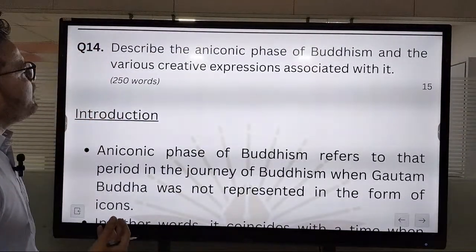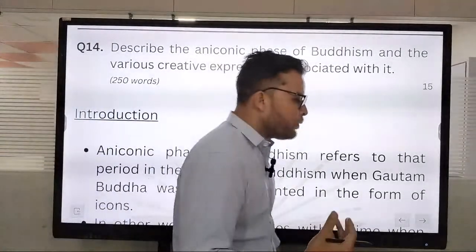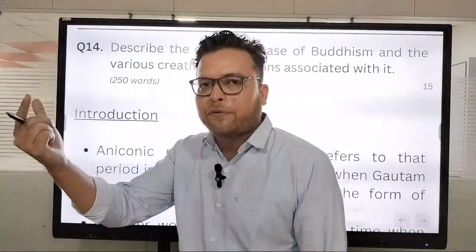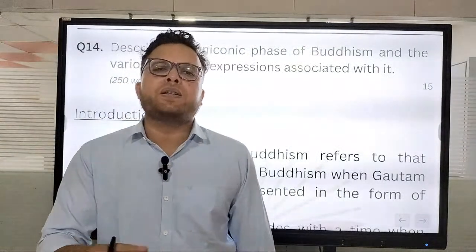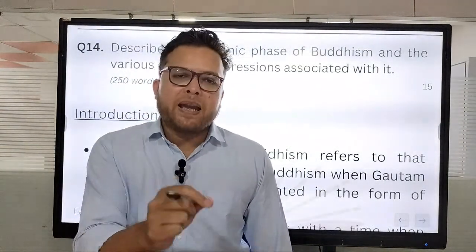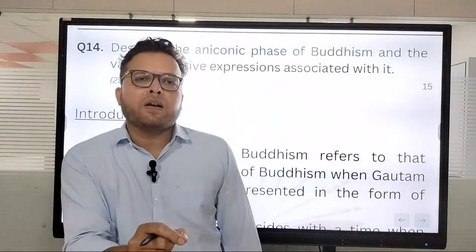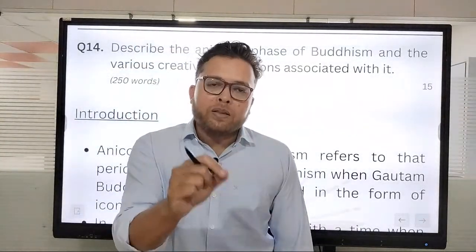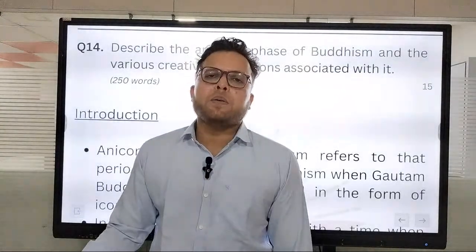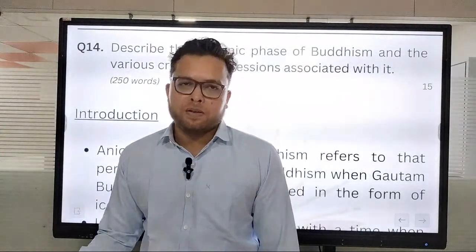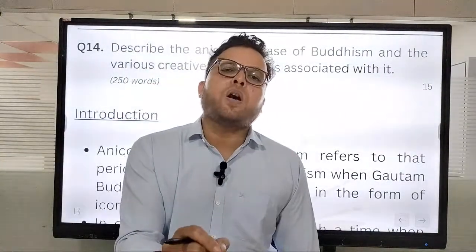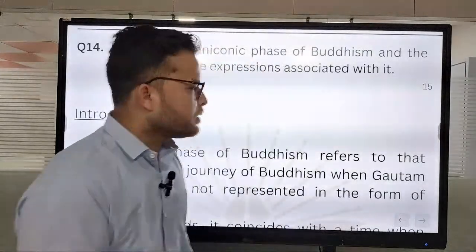Describe the aniconic phase of Buddhism and the various creative expressions associated with it. Like I said a short while ago, the aniconic phase of Buddhism refers to that phase when Buddha was represented in the form of symbols, not icons. And the aniconic phase is related with the first or original form of Buddhism, which later came to be known as the Hinayana school of Buddhism. That was the Buddhism which was originally taught by Gautam Buddha as per the scholars.